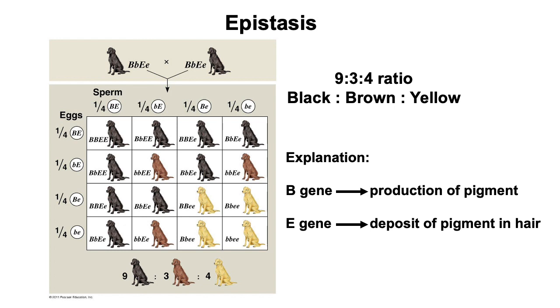And again, what we're looking at here is an example of what we would expect, and we have two genes working here. So let's say we take two black labs, and black labs have the genotype shown there.